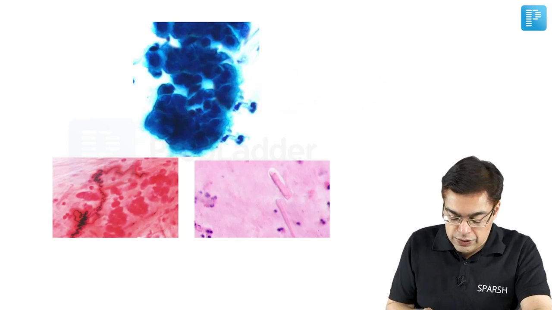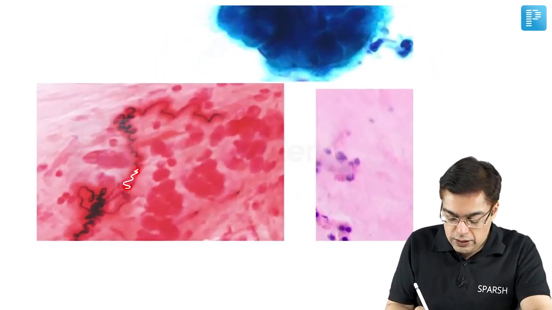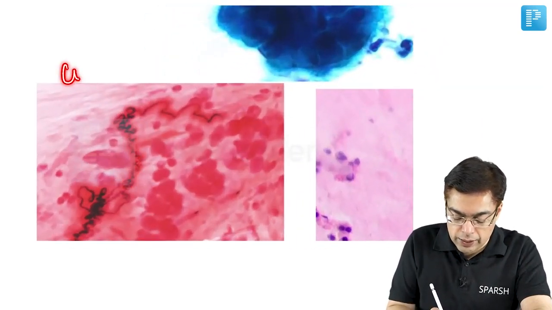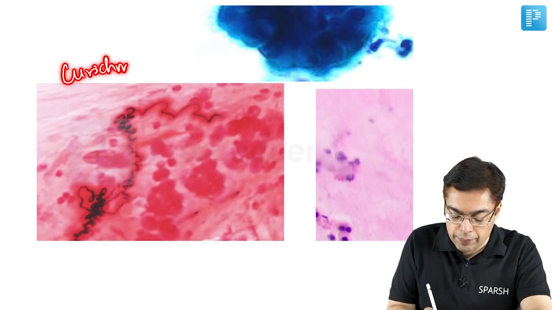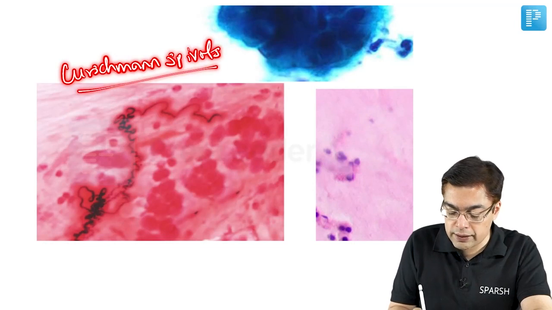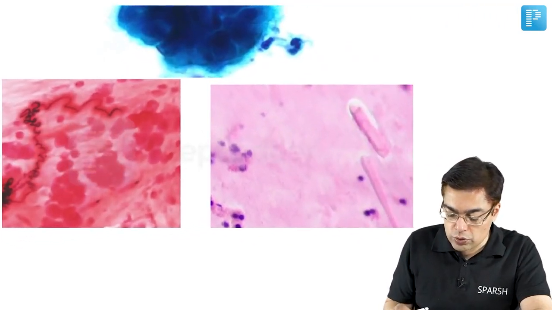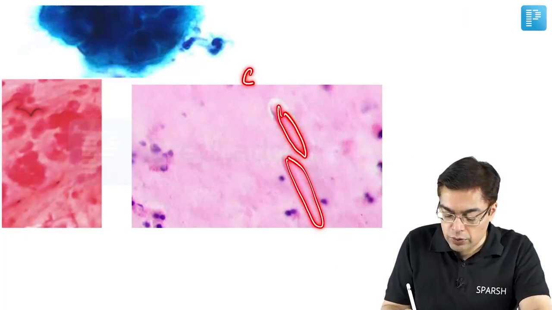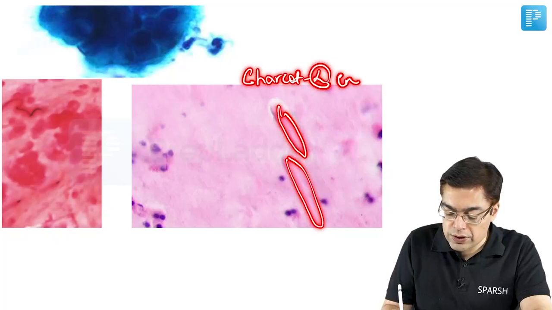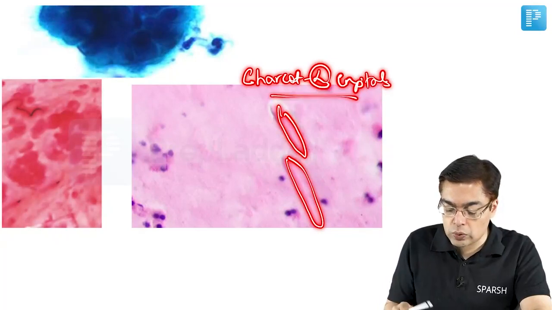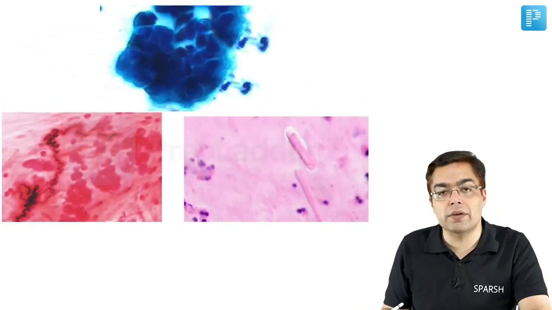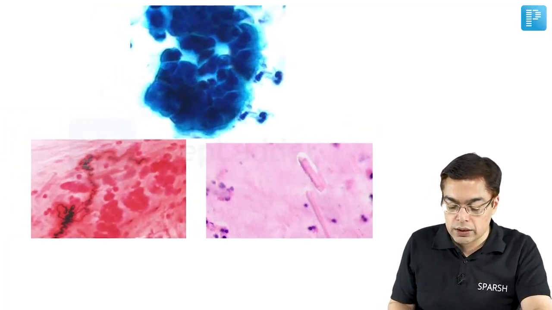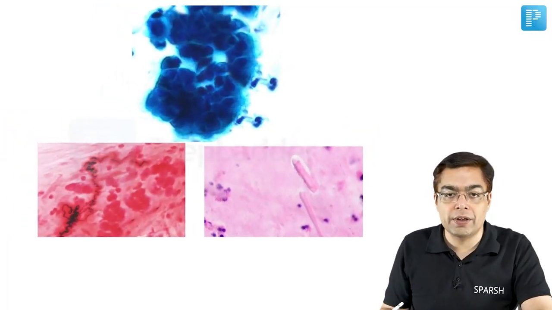We could be having the presence of these spiral structures. The spiral structures are going to be given the name of Curschmann spirals. So airway epithelial cells which are acquiring a spiral shape, Curschmann spirals. And we could be having the presence of needle-shaped crystal-like structures which are going to be given the name of the Charcot-Leyden crystals. So I just repeat that for your better understanding. Curschmann body, Curschmann spiral, Charcot-Leyden crystals, all of them associated with the sputum findings of a patient having asthma.